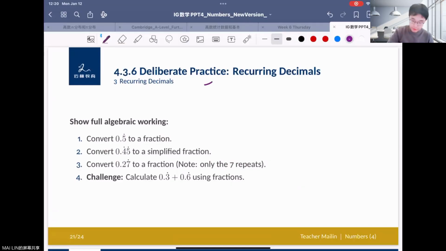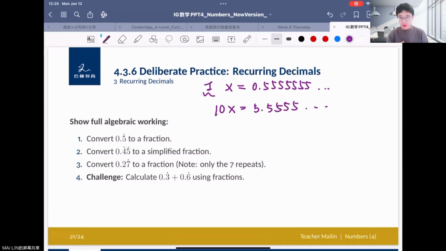We know that for the first problem, the number x can be written as 0.5 with a lot of 5s after this. Then you can try to times 10 on both sides. So 10x equals 5.5555, a lot of 5s after this. Then you can use 10x minus x, so it is 9x. And here, 5.555 minus 0.555 equals 5. So x equals 5 over 9. This is how to change this into a fraction.